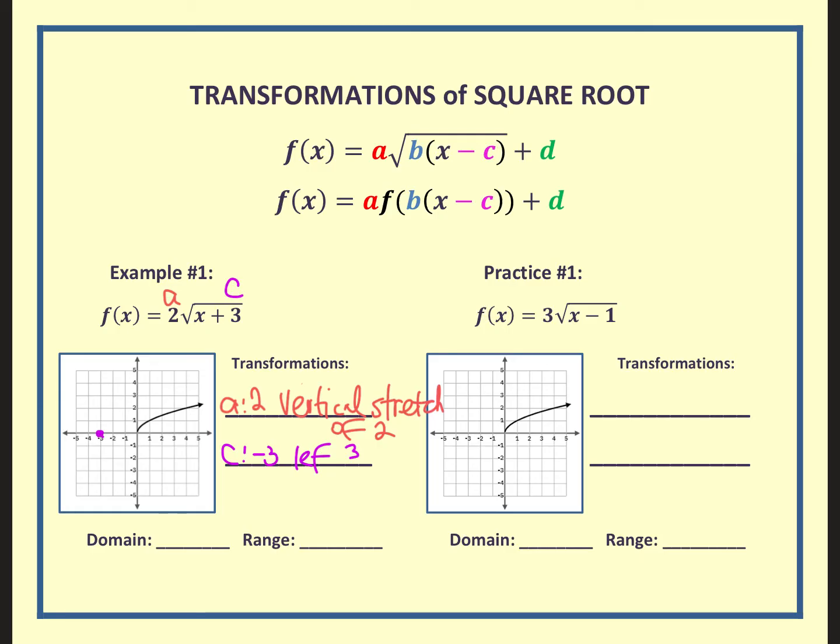And so then I'm going to plug in some values. If I plug in a -2 here, because of that vertical stretch of 2, this graph is going to go up 2, okay? And so here is an example of my graph.